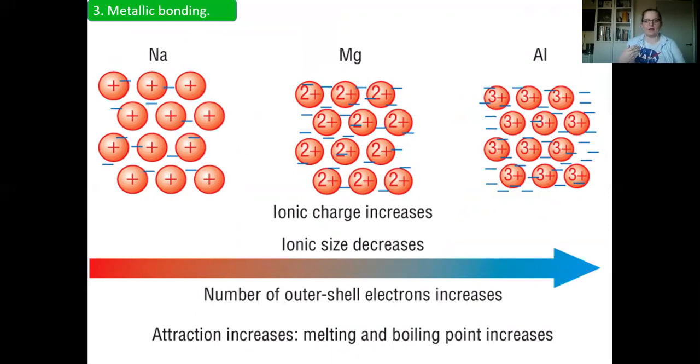Magnesium 2, aluminium 3. Their electrical conductivity works because they have free electrons and they act as charge carriers. As our ionic charge increases, our ionic size decreases and our number of outer shell electrons increases. So attraction increases, and as our attraction is increasing, our melting and boiling point increases. So group 2 will have higher melting points than group 1.